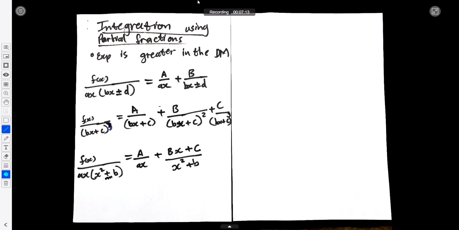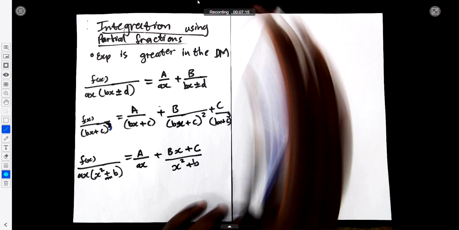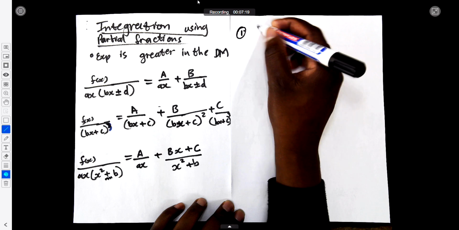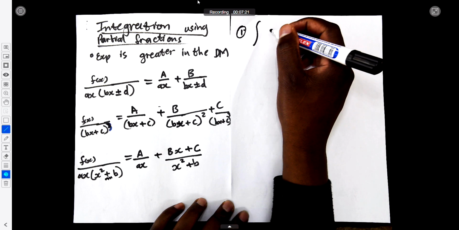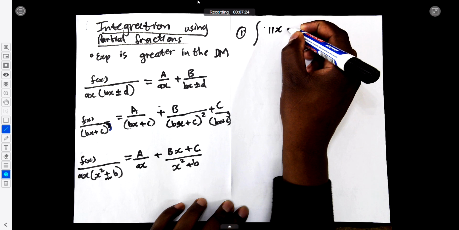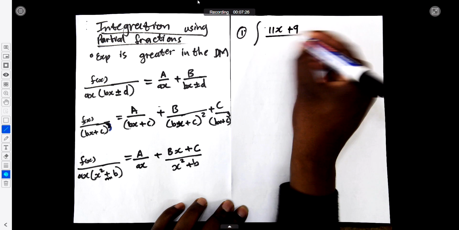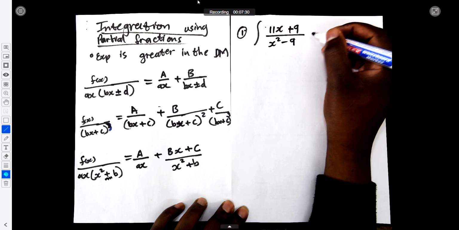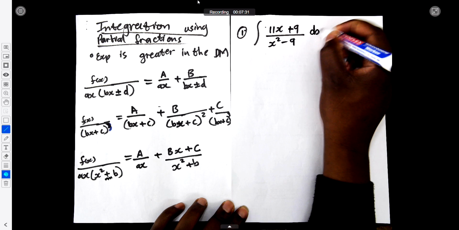Okay, maybe we can start with the easier one. For example, let's say we have number one, the integral of (11x + 9) all divided by (x² − 9) dx.